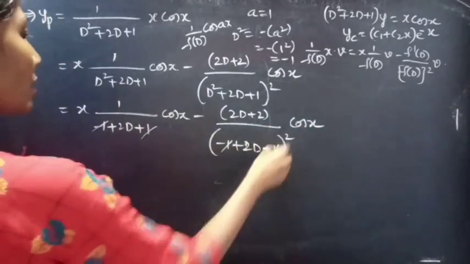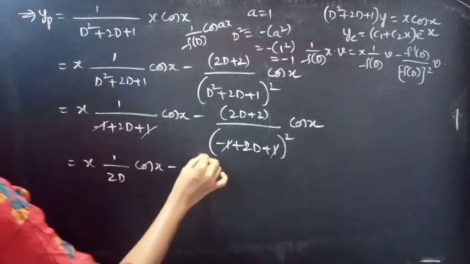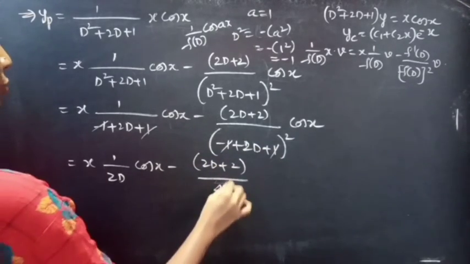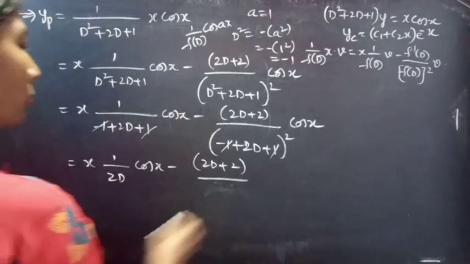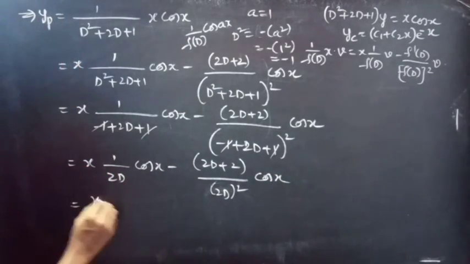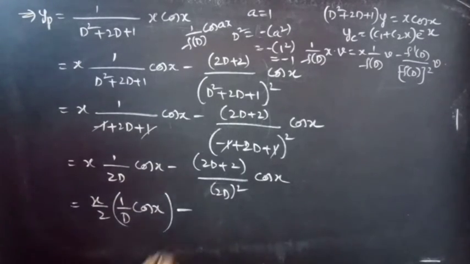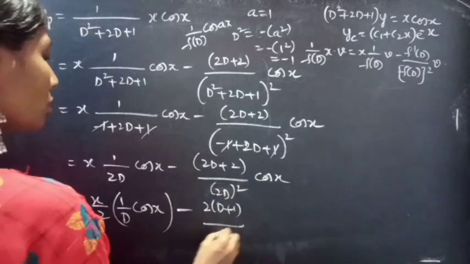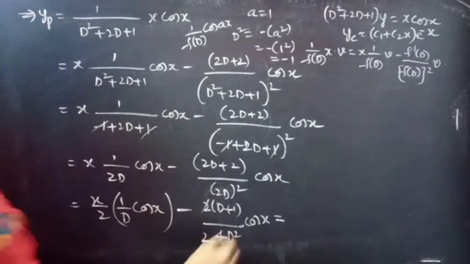Minus 1 plus 1 gets cancelled and you'll get x into 1 by 2d cos x minus 2d plus 2 by 2d whole square, which is 4d square, into cos x. This is x by 2 into 1 by d cos x minus, take 2 common from the numerator, we'll get 2 times d plus 1 by 2d whole square is 4d square, into cos x. 2 ones are 2, 2 twos are 4.